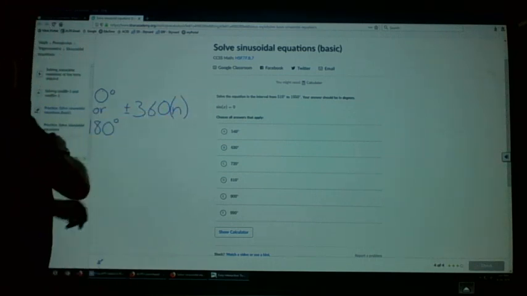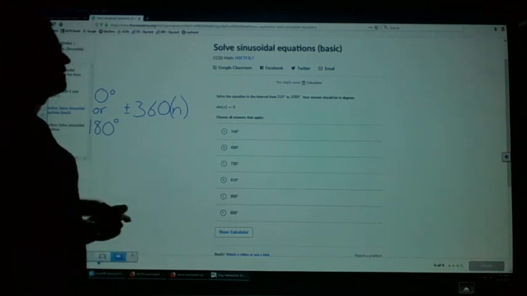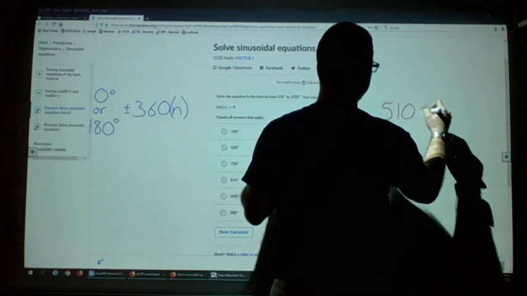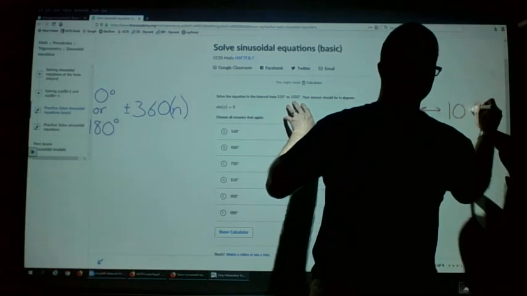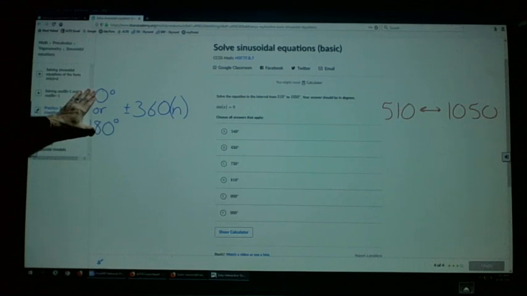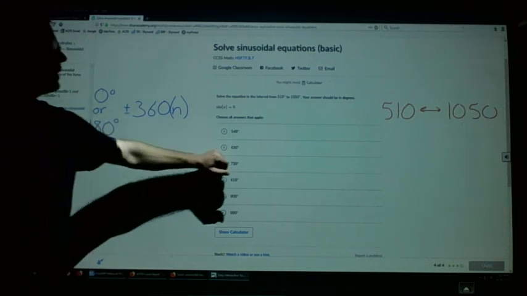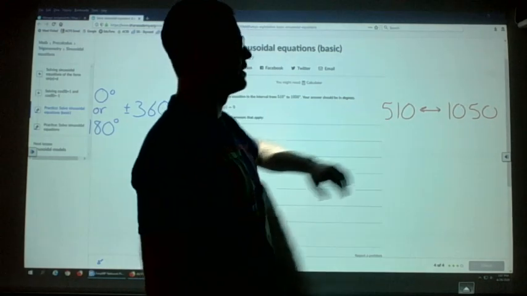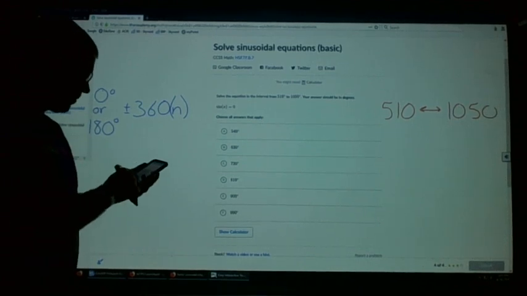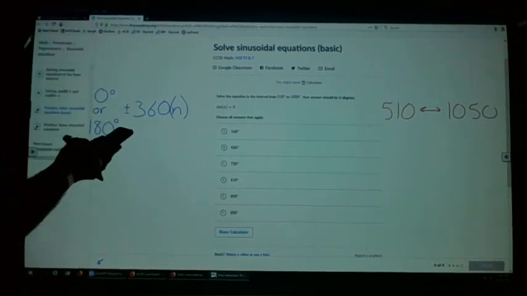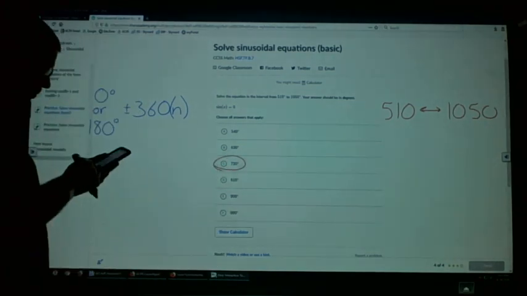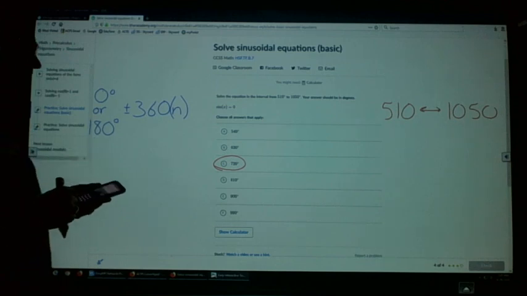But here we have an interval from 510 to 1050. Only solutions that fit this pattern, 0 or 180 plus or minus 360, that also fall in this interval. So I start at 0. 0, it's too small. So 0 plus 360 is 360, still too small. Plus 360 again, 720. 720 works. Plus 360 again is 1080. Too big.